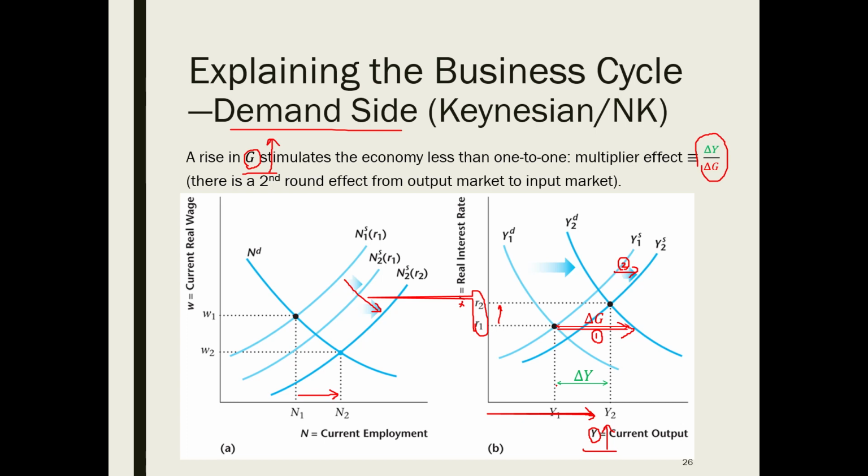lower after-tax income and a lower private consumption for individual consumers. The public expenditure crowds out the private expenditure. This is called the crowding out effect.